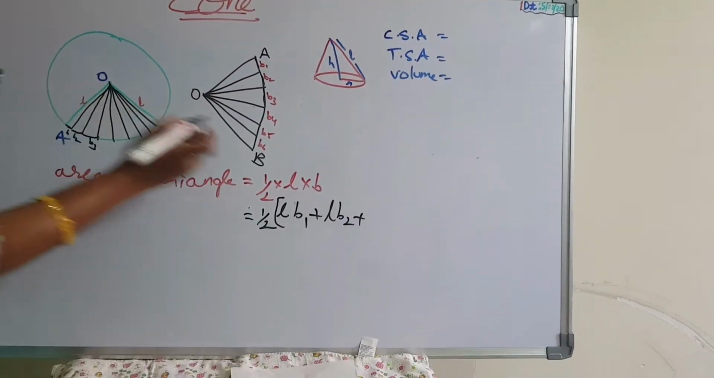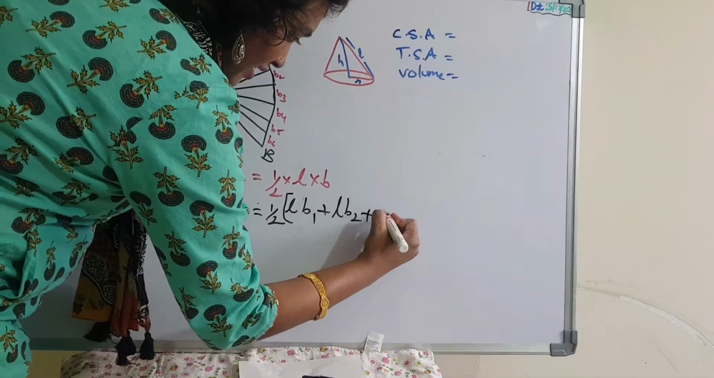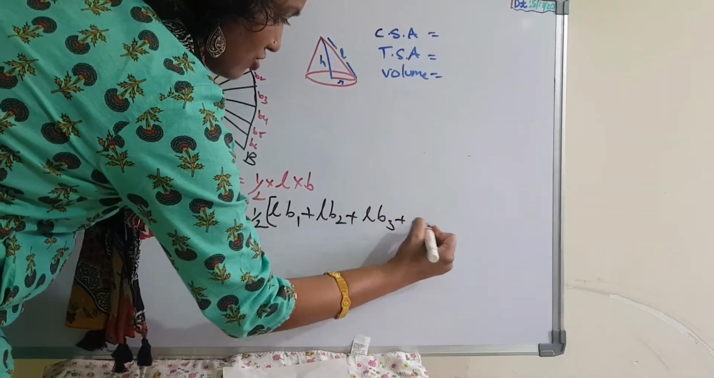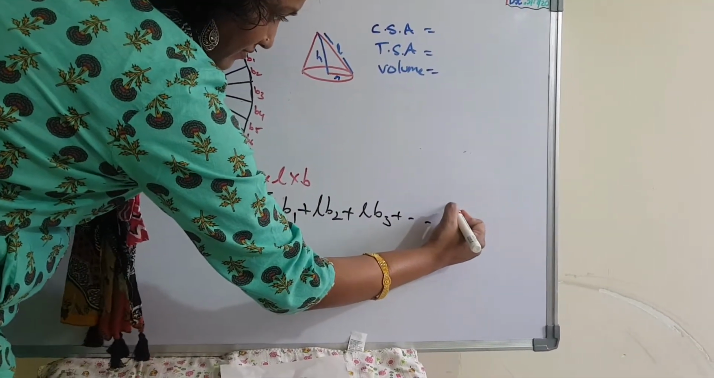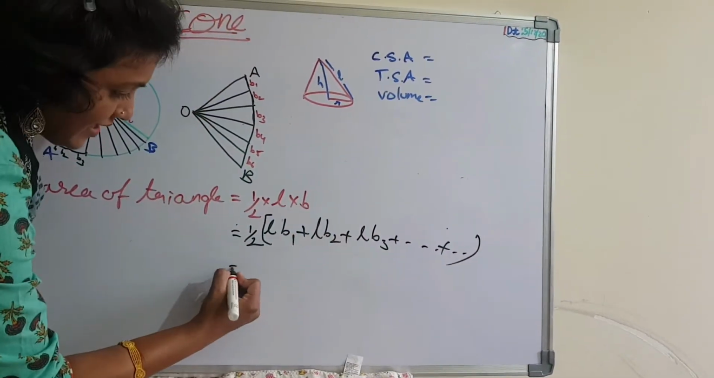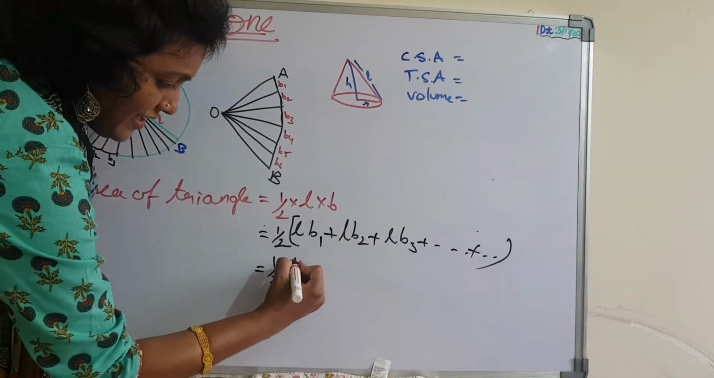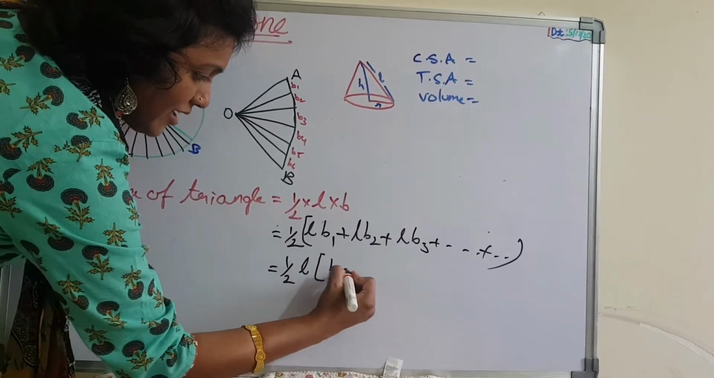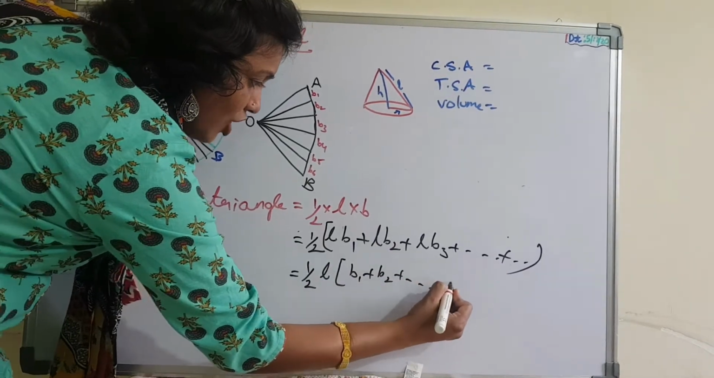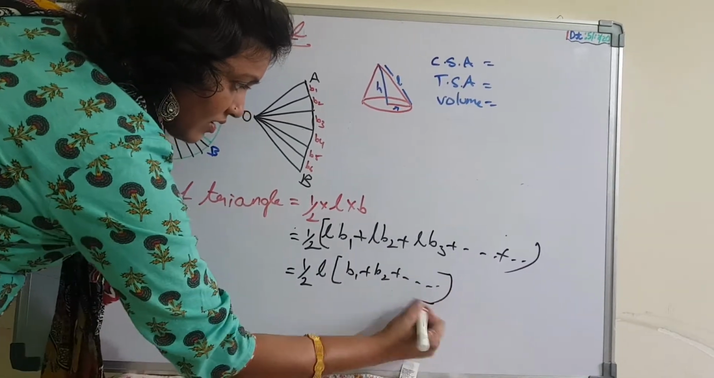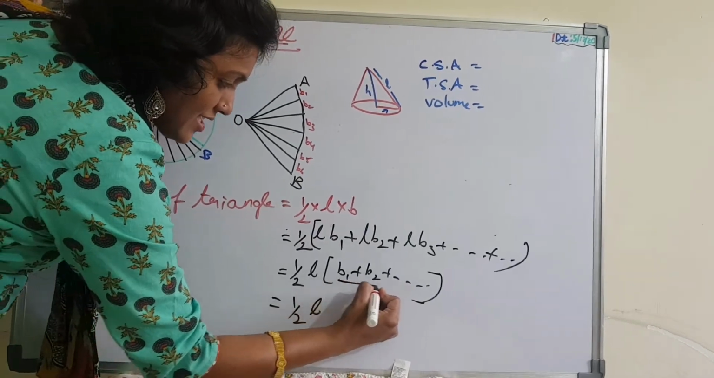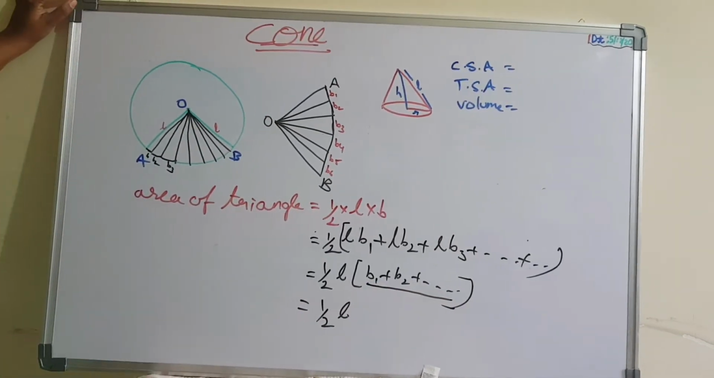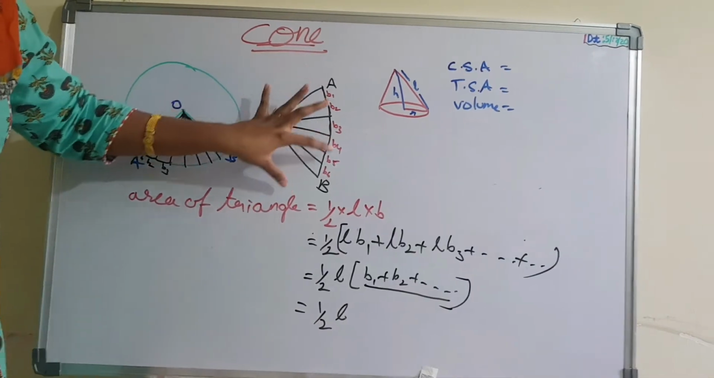Half L into breadth, half L into B3, so on, like that. How many we want, we can divide it. Here half, L is common, B1 plus B2 plus so on. Here half L, and instead of B1, B2, B3, what is B1, B2?